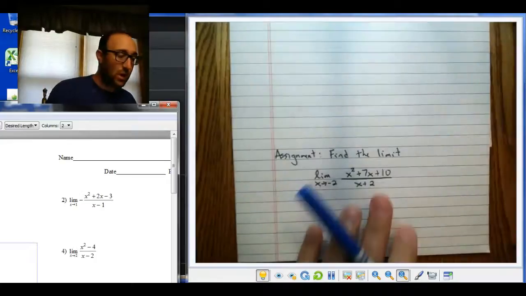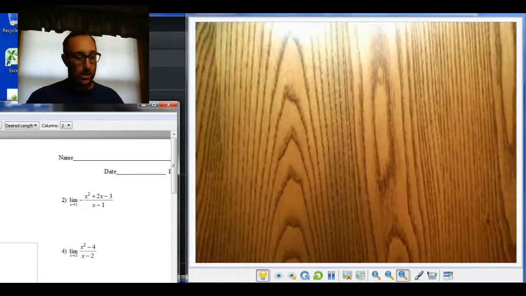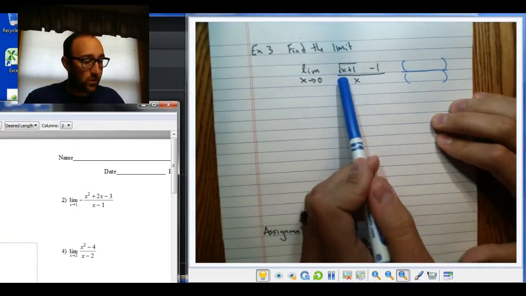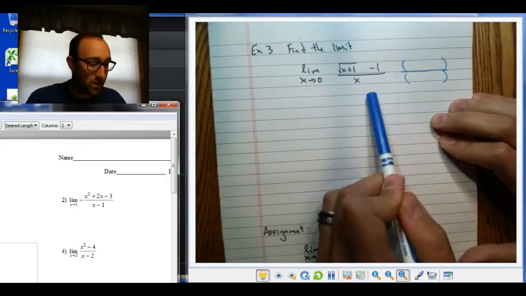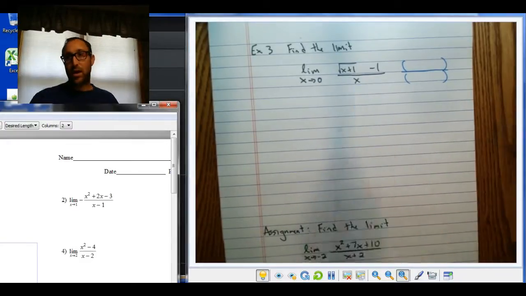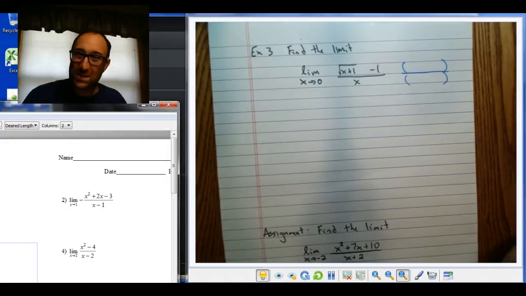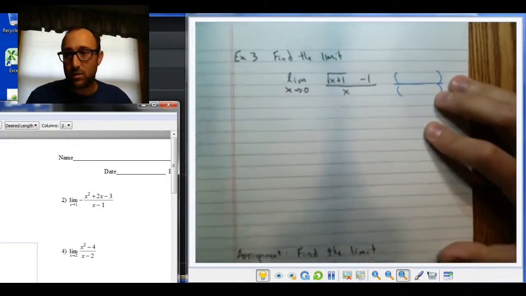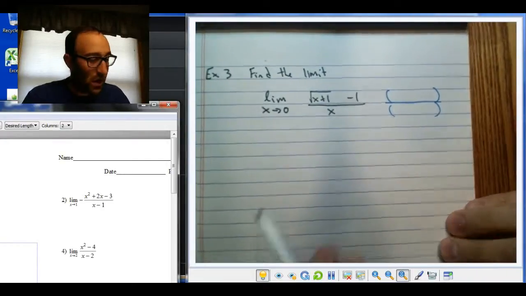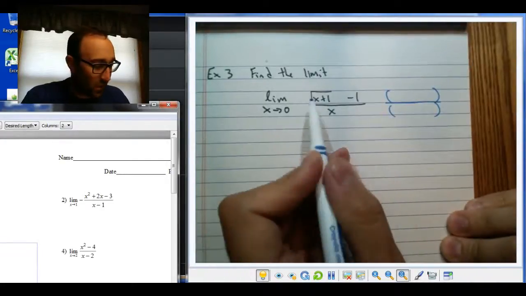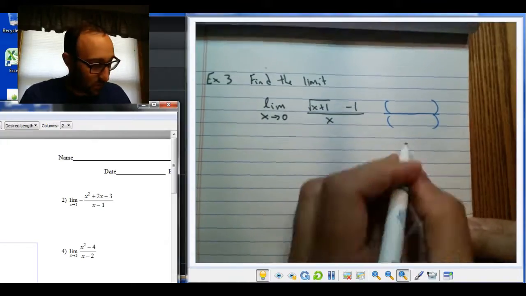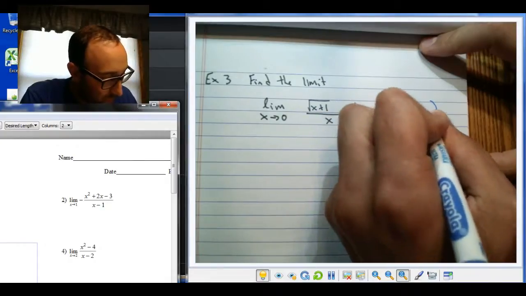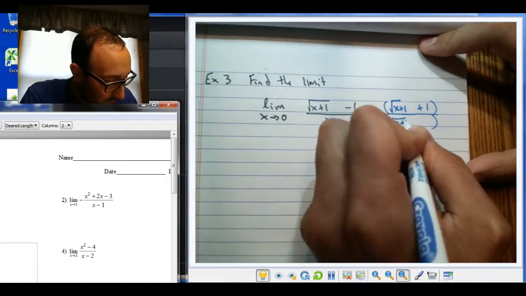A second example. All right, now let's try a third example. Find this limit as x approaches 0 of the square root of x plus 1 minus 1 all over x. Direct substitution, 0 is in the denominator. I have a problem. So what we're going to do is, remember rationalizing the denominator? We're going to do that exact same thing, but instead of rationalizing the denominator, we're going to get rid of this whole square root scenario in the numerator. So I'm going to multiply by the square root of x plus 1 plus 1. And if I do that on the top, I've got to do it on the bottom.